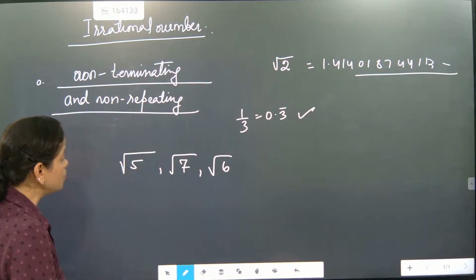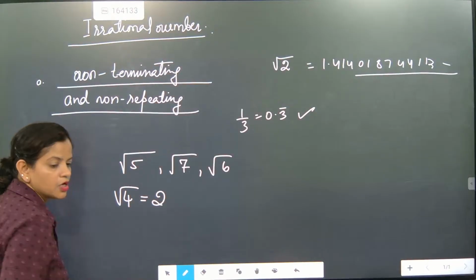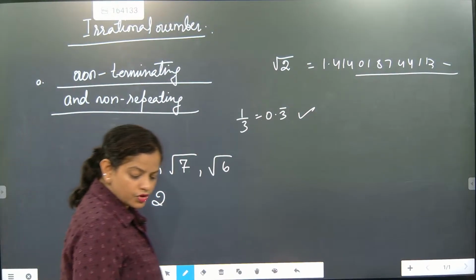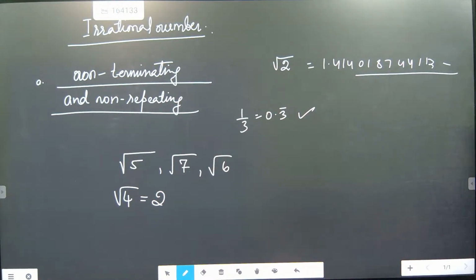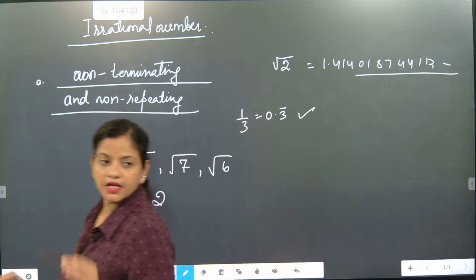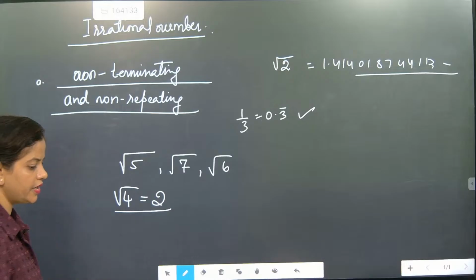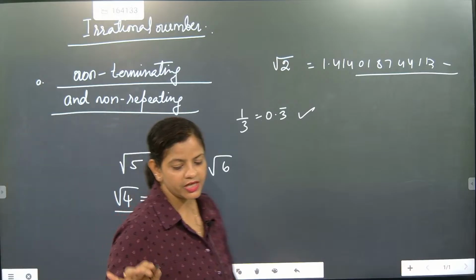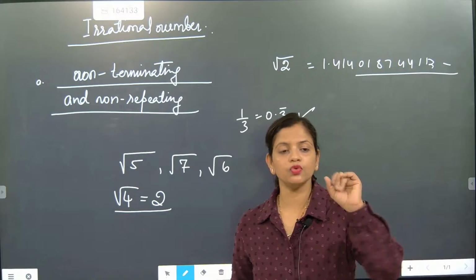But root under 4 is not irrational. It is coming as 2. So when somebody asks you about root under 4, directly say it is not an irrational number. It is a rational number. Correct? So here you need to check some logic, and I am going to teach you the simplest method so that you can learn in short.